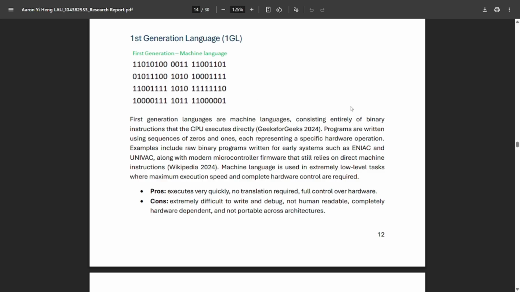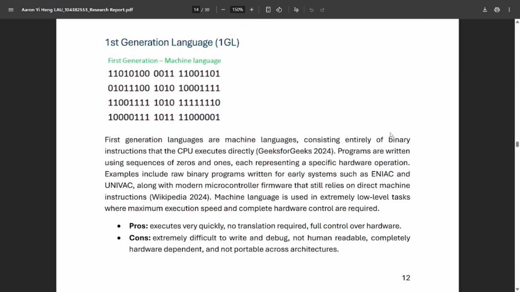This is the most basic level of programming, where instructions are written directly in binary, just 0s and 1s. These are the exact patterns that the CPU understands natively. It runs extremely fast because there is no translation required. But it is almost impossible for humans to write large programs this way. One small mistake in a long string of bits can break the entire program. So while it offers total hardware control, it is not practical for most developers.